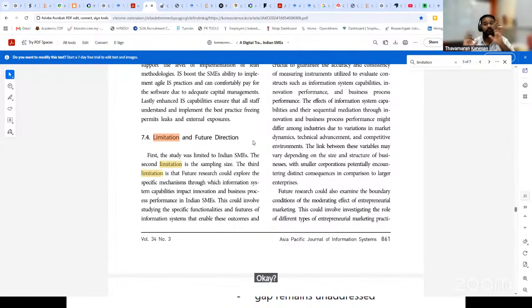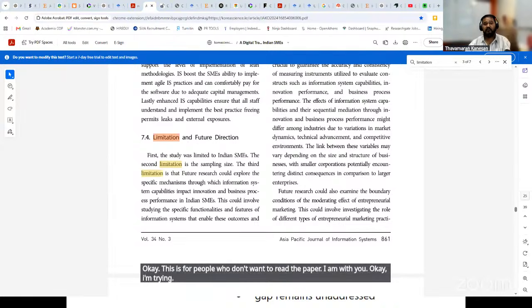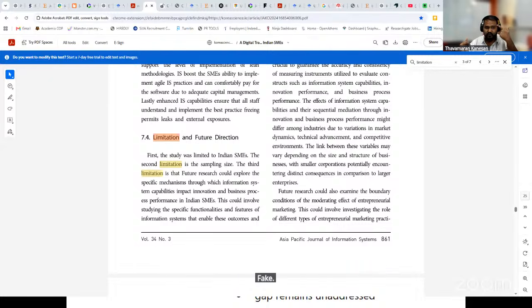Okay, this is for people who don't want to read the paper. I'm with you. I'm trying to help. I'm not going to force you to read the whole paper. If you want to read, you read. It's good for you, right? You'll be able to answer during a defense or viva. If you don't want to read, at least get the right legit information. Don't get fake information. Don't shoot yourself twice.